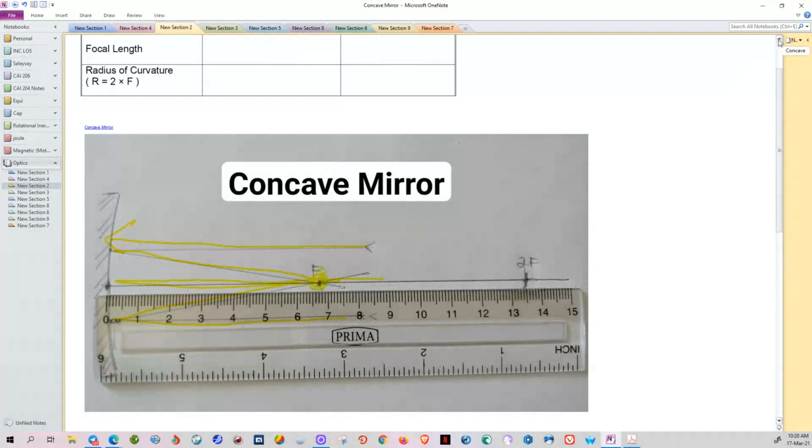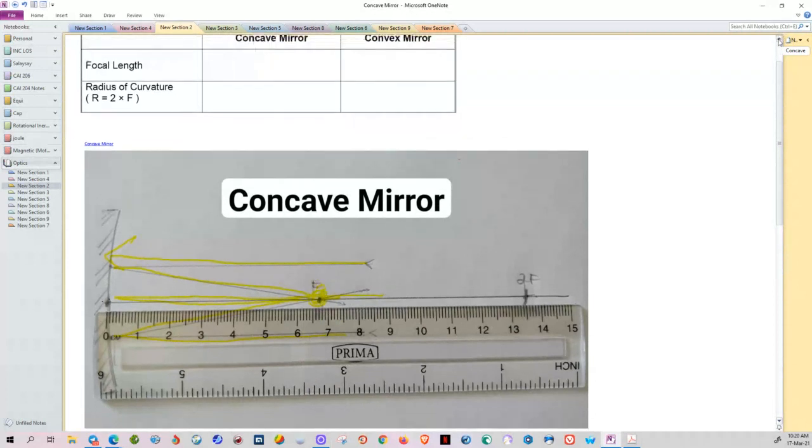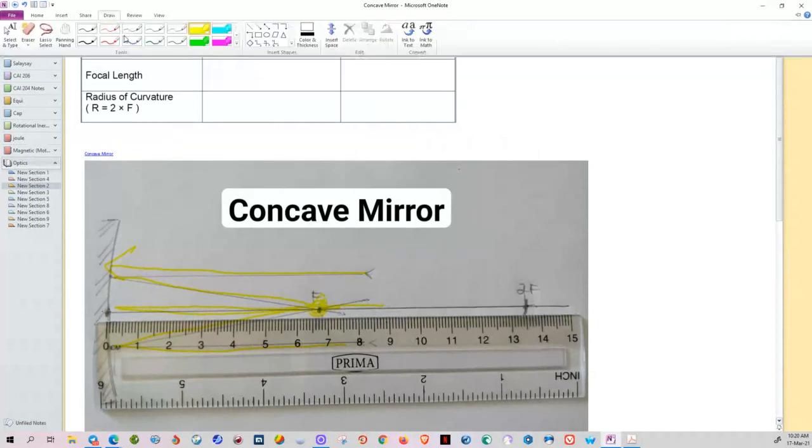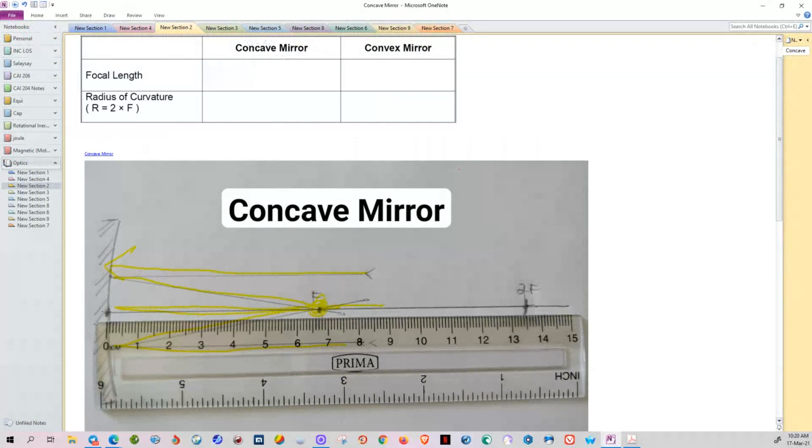Okay? So what is the focal length in table 1B? The focal length will be the distance from the surface of the mirror here up to the focal point. That's the focal length. So what you will do simply is take the image. One second, I will open the image and send it on your group chat.